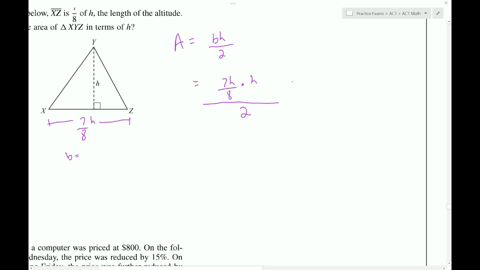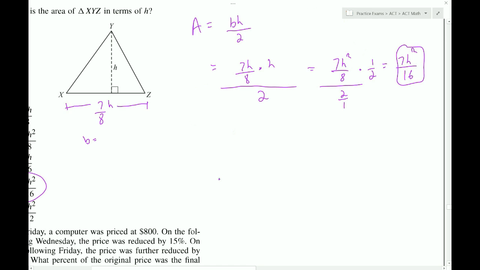Alright, so this gives us 7h squared over 8 divided by 2. And now we have a fraction over a number, and to fix this, we make the number part a fraction as well by dividing by 1. Now we can use our keep change flip. We get 7h squared over 16. Okay, that's our area.